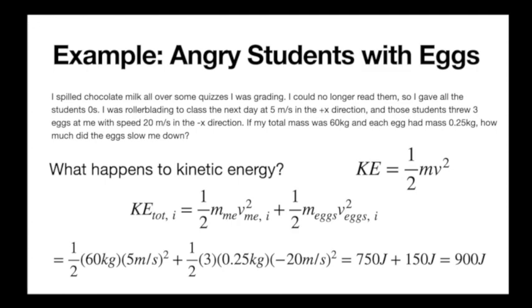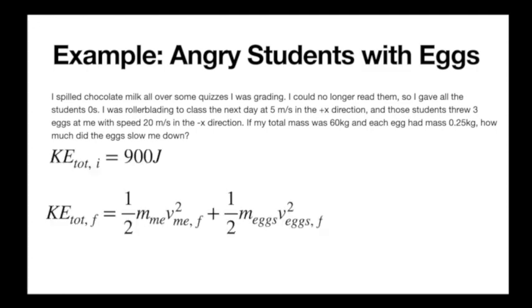We evaluate that and we get 900 joules. So that's the amount of kinetic energy in the system when the eggs are traveling toward me and I'm traveling toward them. Now let's look at after the collision. Final kinetic energy. The expression is the same. It's just now instead of V initial, we have V final.